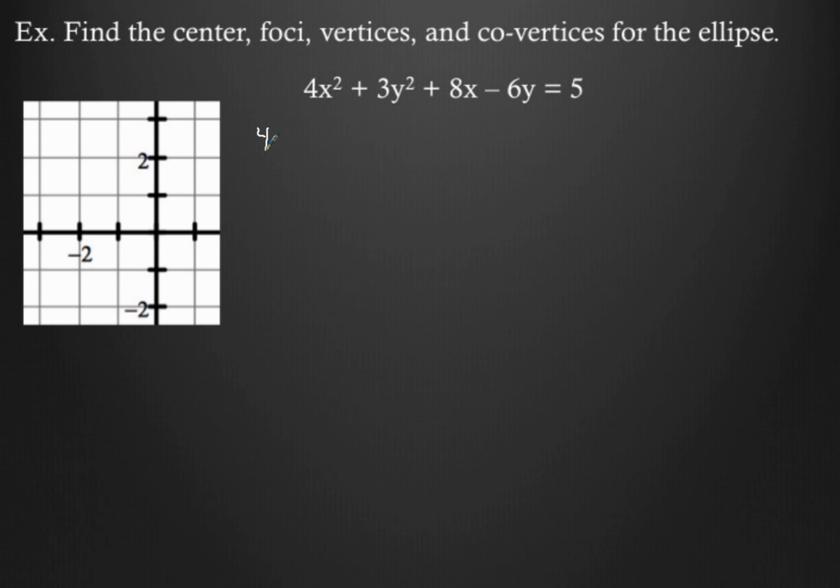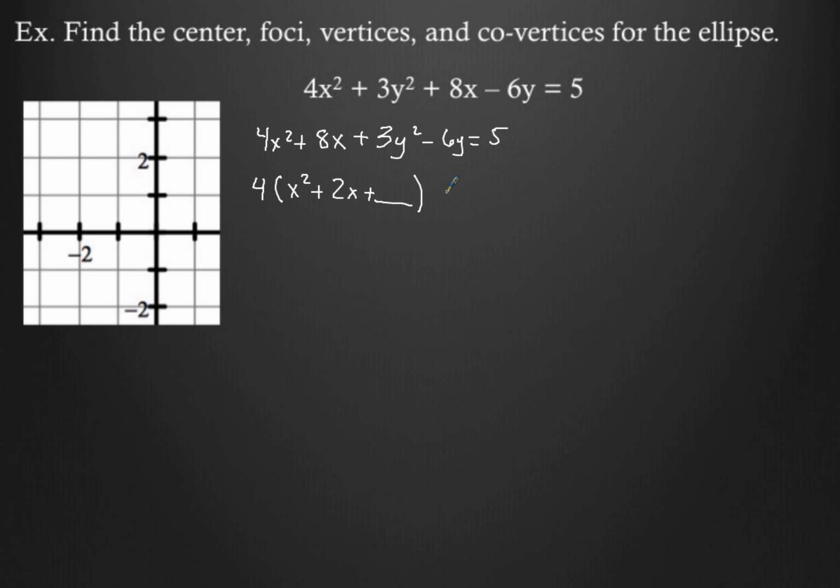We'll have 4x squared plus my 8x. I'm going to rewrite those together. And then plus my 3y squared, and then minus 6y equals 5. Next, I'm going to factor out a 4 from my x terms. I'm going to have x squared plus 2x, and I'm going to put a plus and then a blank right there, and we'll come back to that in a moment.